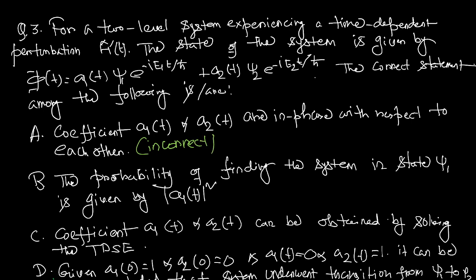Now, the probability of finding the system in psi 1 is given by A1(t) squared. So this is correct; I described it and we had a discussion about it. So this option is correct. Now, the coefficients A1 and A2 can be obtained by solving the TDAC. I showed it in the beginning of the class. You can derive A1 and A2 from solving the time-dependent perturbation theory.